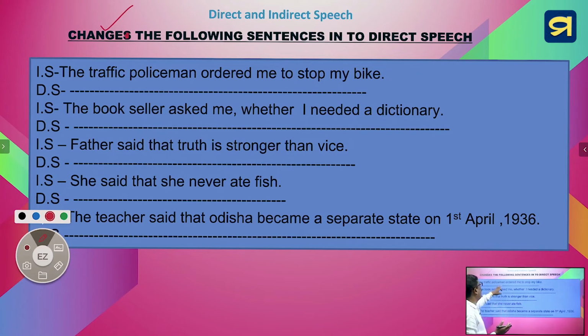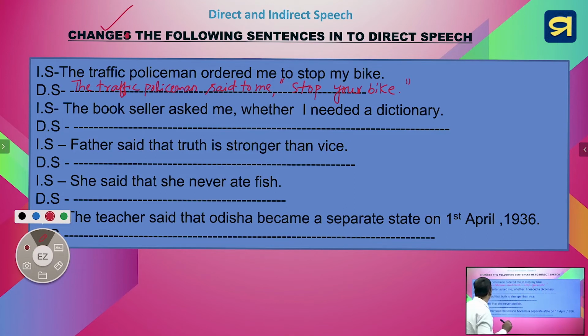The traffic policeman ordered me to stop my bike. Change from indirect speech to direct speech. Good. The traffic policeman said to me, "Stop your bike." Full stop and inverted comma.